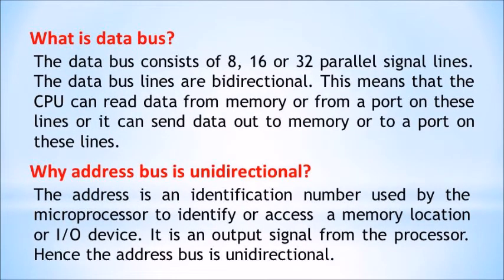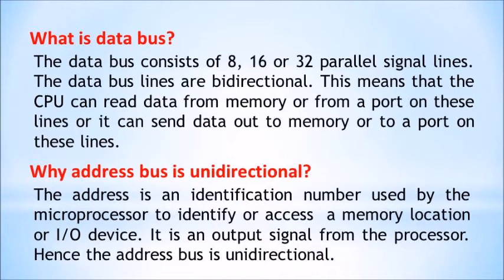Next question, what is data bus? A data bus is also known as processor bus. Simply we can say data bus provides transportation for data. The data bus consists of 8, 16 or 32 parallel signal lines. The data bus lines are bidirectional. This means that the CPU can read data from memory or from a port on these lines, or it can send data out to memory or to a port on these lines.